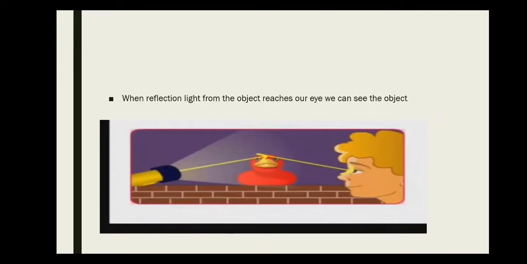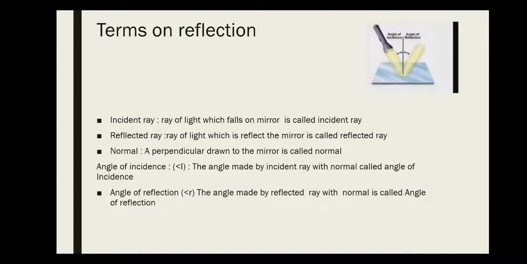When reflected light from an object reaches our eye, we can see the object. That is called sense of vision. When we see objects, the light falls on the surface, and it reaches our eye, so we can see that object. That is called sense of vision.